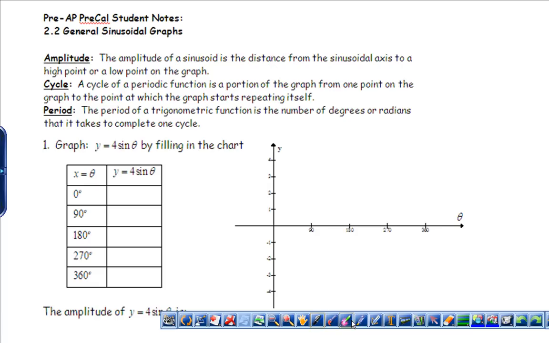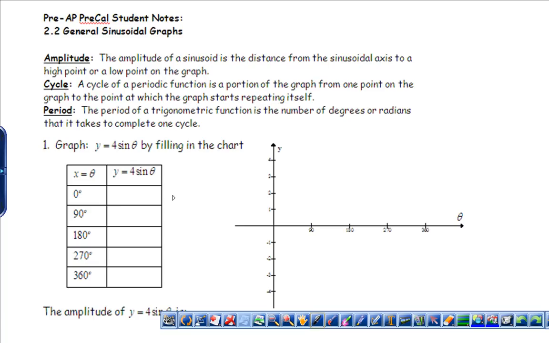Okay, this is 2.2, general sinusoidal graphs. So a sinusoidal graph is not just a sine graph. It can be tangent, cotangent, any trig function that we're going to be graphing. I'm going to start graphing this, and then I'll explain what these definitions or these words are after we get this trig function or this sinusoidal graph graphed.